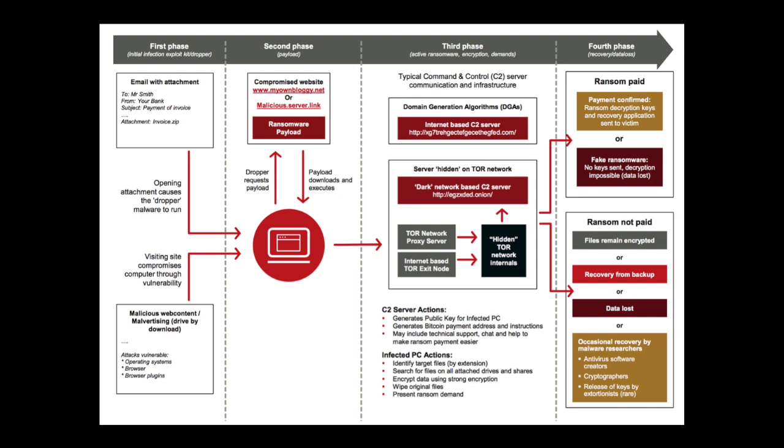So that's the 4 phases. You've got the idea of how that works. They're all slightly different depending on the strain of ransomware, but you'll usually have this initial infection phase, the download of the payload, the active ransomware, and then you move into your 4th phase, which is data recovery or accepting the data loss.